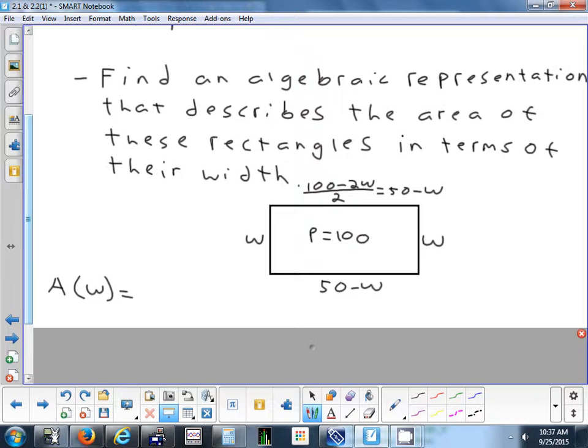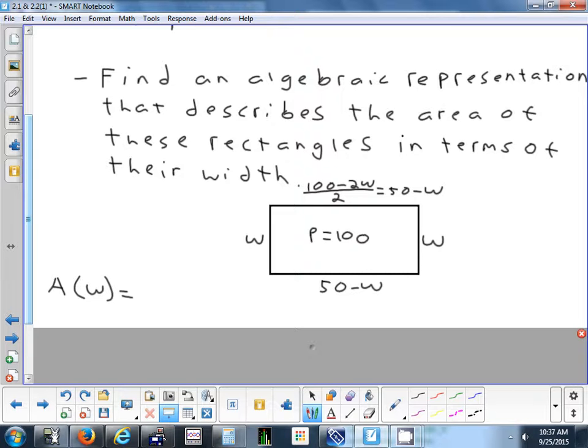So 50 minus w represents the length of this rectangle. Okay, now we're ready to write the area. We have to go back and remember the formula for area of a rectangle. Area of a rectangle is length times width.